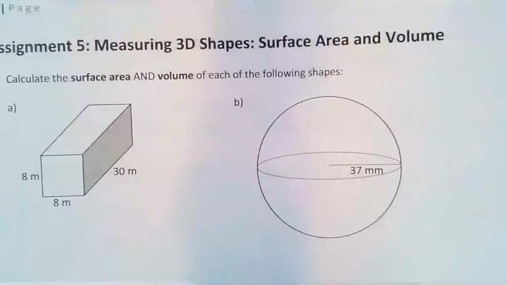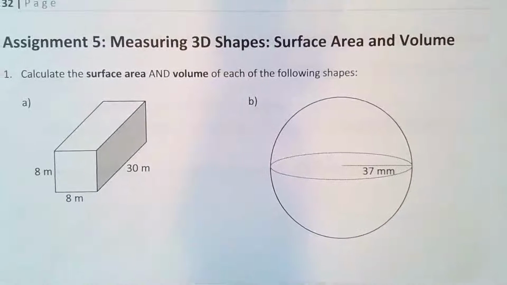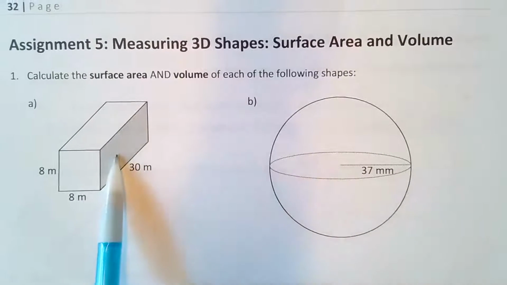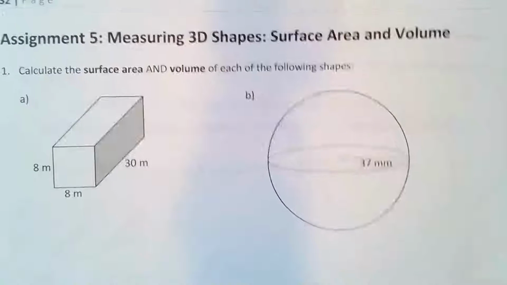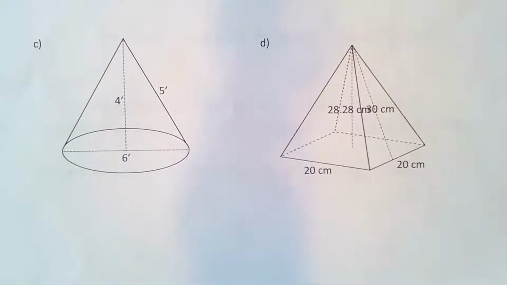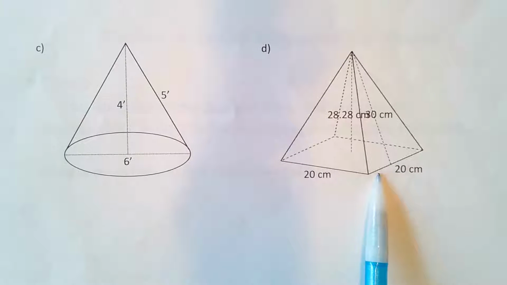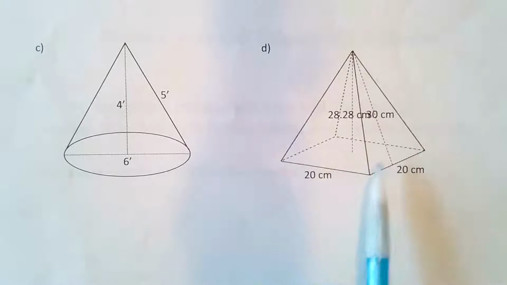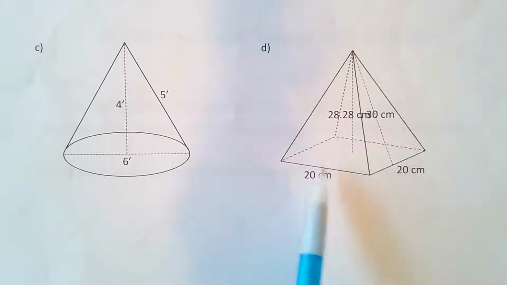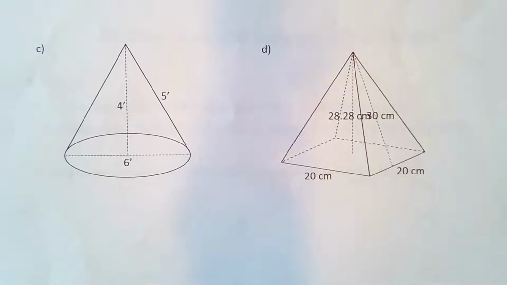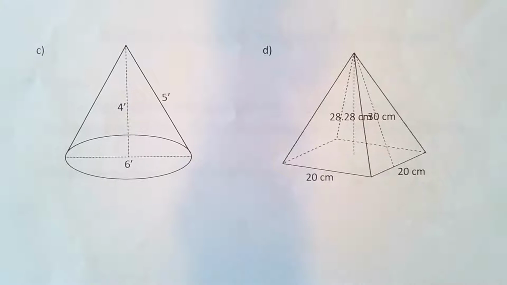Basically, we are looking at these two. This is a rectangular solid, and a sphere. Then we'll find the surface area and volume of a cone and a square pyramid. Notice in a square pyramid, the base is square. There are also rectangular pyramids, in which the base is rectangular. For today's lesson, we'll be looking at a square pyramid. The same formula will also apply for a rectangular pyramid.